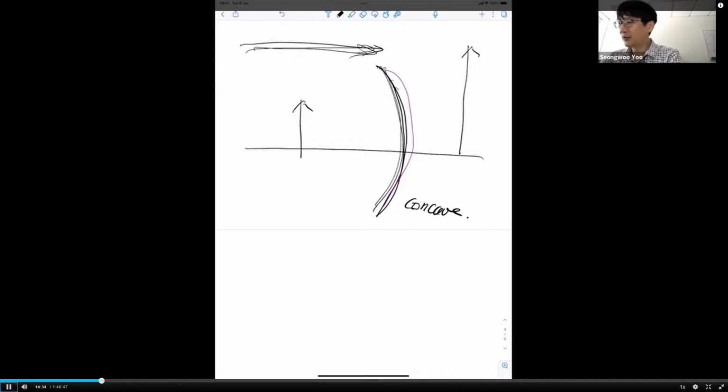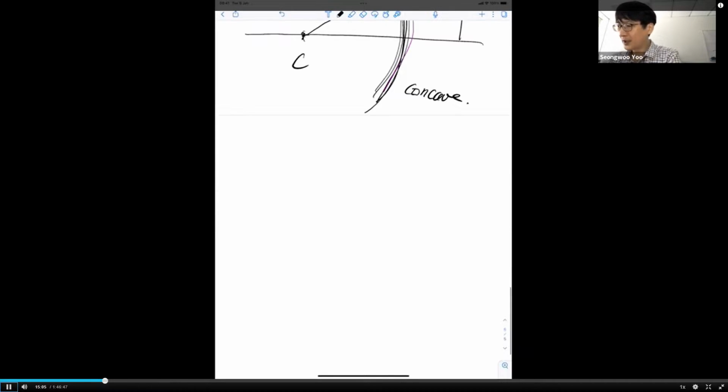Now I'm going to define, let me remove this object, I'm going to define the center of the curvature, and this center of the curvature is located at the distance r, which is the radius of curvature. Now, must this radius of curvature be positive or negative? This must be a positive value. Why? Because in front of the mirror, we have real rays.